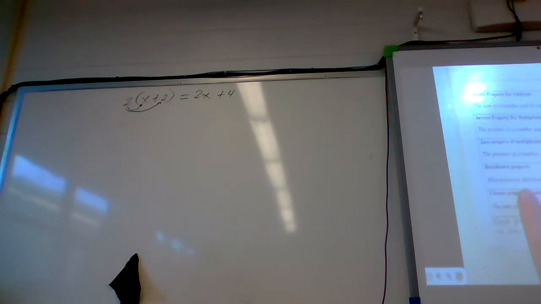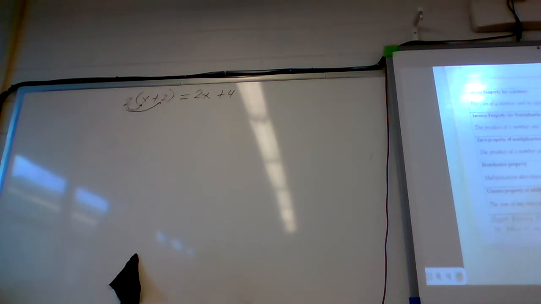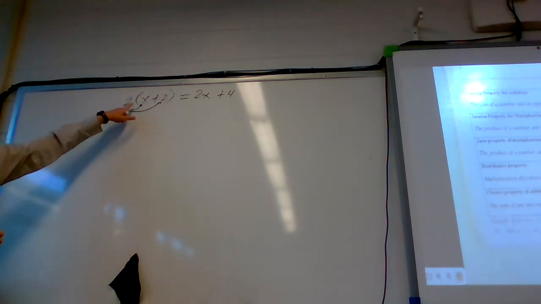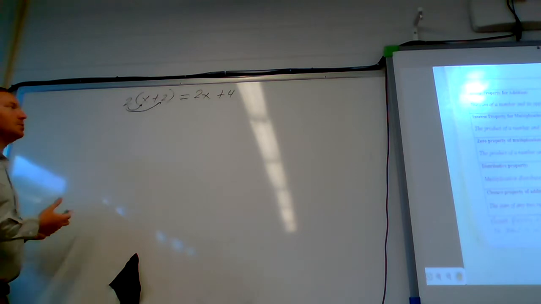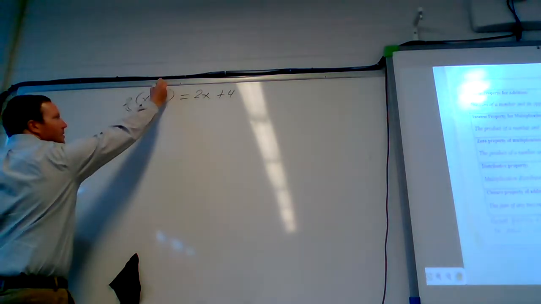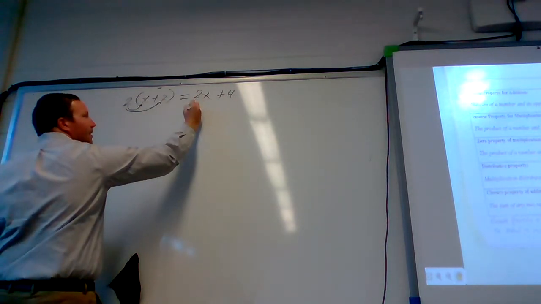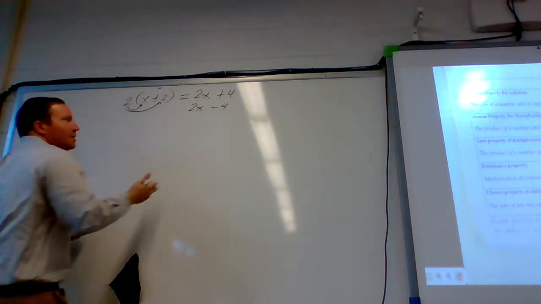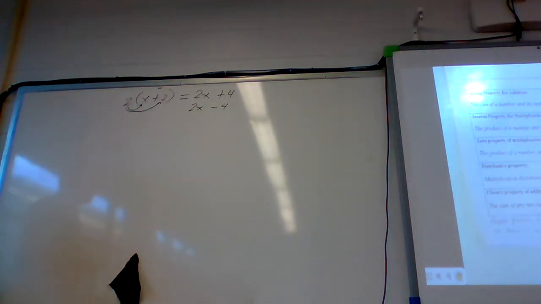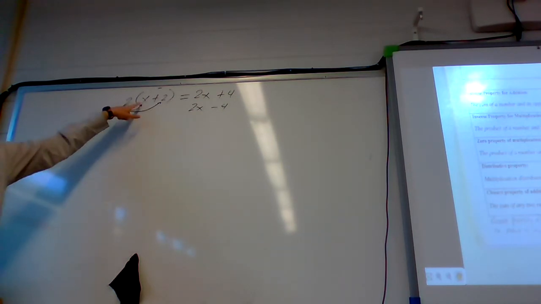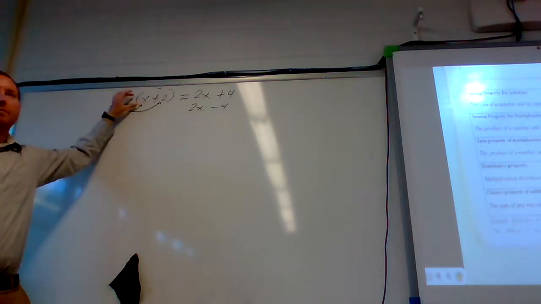Here's our property down here at the bottom of the notes. Multiplication distributes across addition. Of course, it'll also distribute across subtraction as well. So if we had a negative, we would have 2x minus 4, which would just be the difference. Again, multiplication distributes across addition whenever we have those parentheses.